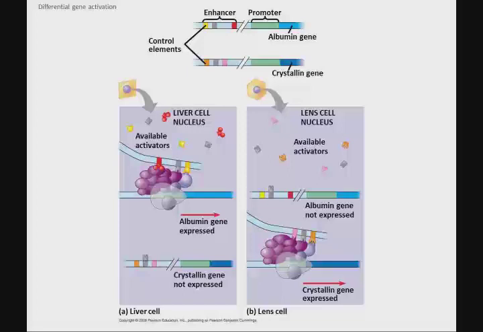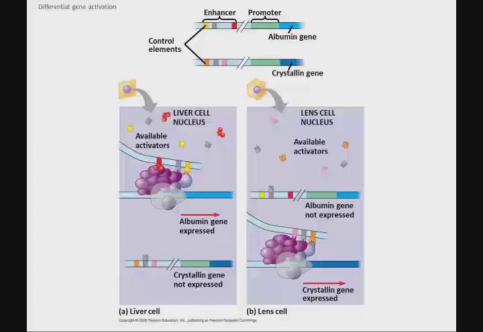So what we're going to see is that the liver cell has gotten signals to turn on genes that produce the yellow, the gray, and the red activators. Those then will turn on the albumin gene. The gray activator is expressed in the liver cell, and it binds to the enhancers for the crystallin gene, but I need all three to turn on the crystallin gene. So I don't want the crystallin gene on because I didn't turn on the orange and the pink one.